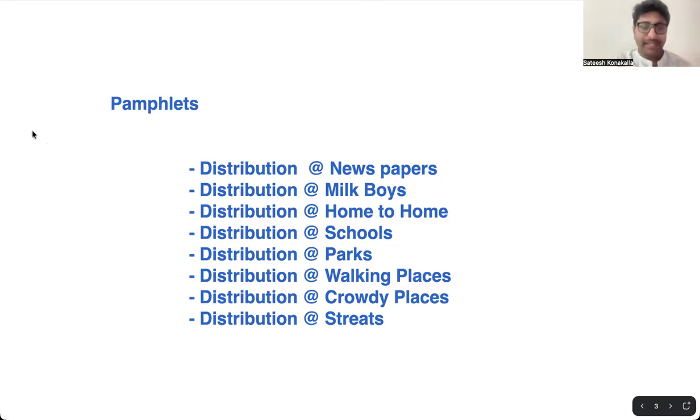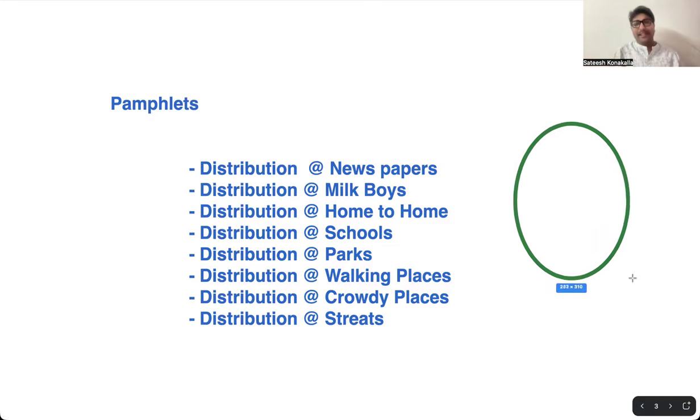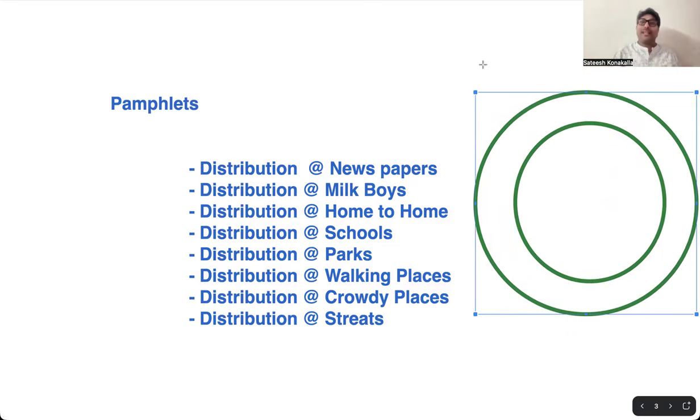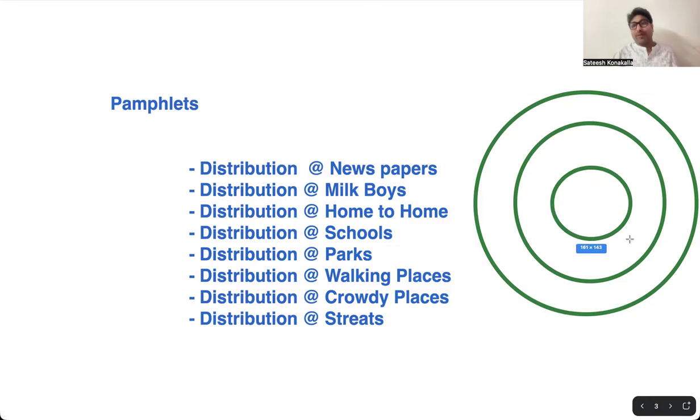See, when you're running an institute, your target audience, the target area, is hardly 1 kilometer initially. Then you have to increase to 2 kilometers. Then you have to increase to 3 kilometers and more, right? So initially you should target what? You should target the first kilometer around where your institute is located.